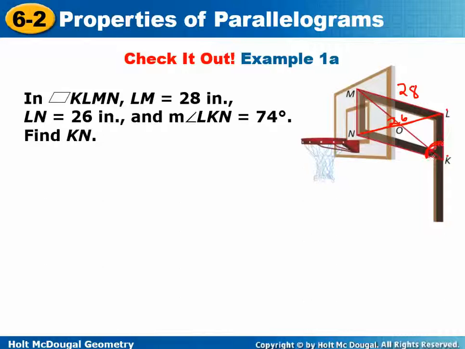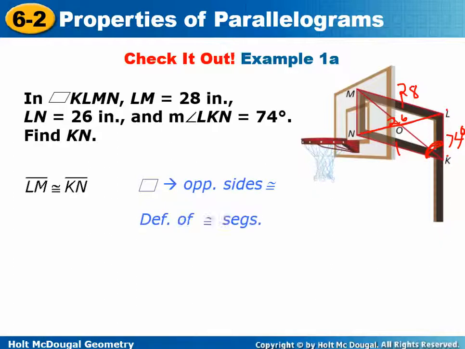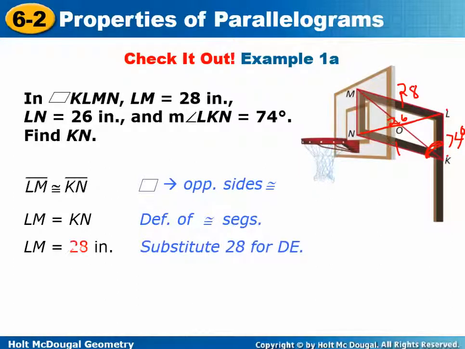This angle down here is 74 degrees. So we'll be asked to do several things. The first one is KN, this side over here. Well, that's congruent to LM, so that's the easiest one. That's just going to be 28. The opposite sides in a parallelogram are equal, so it's 28.